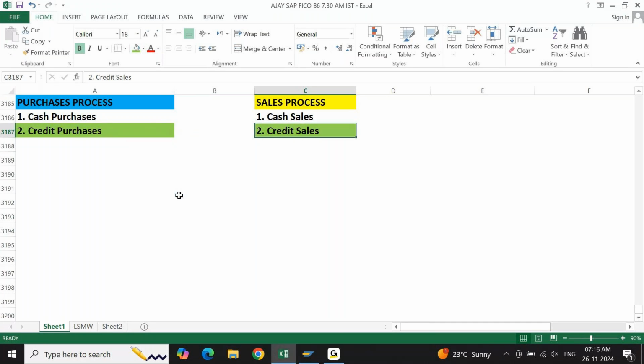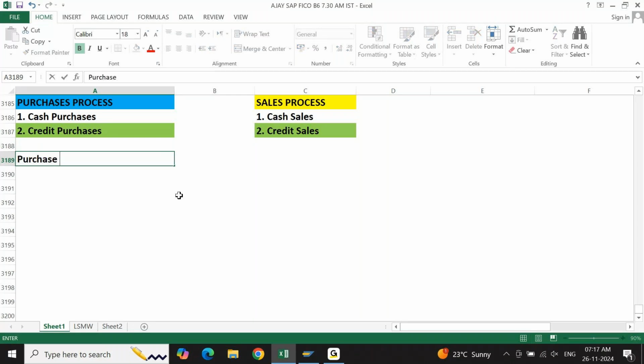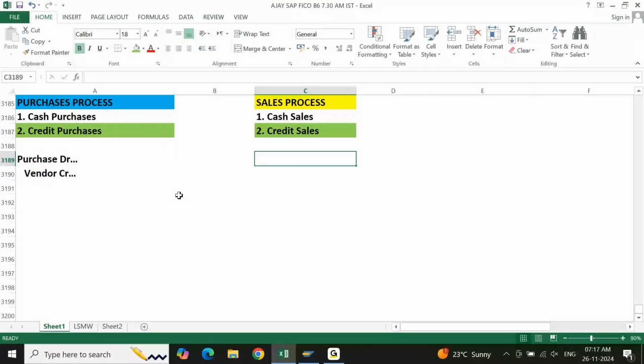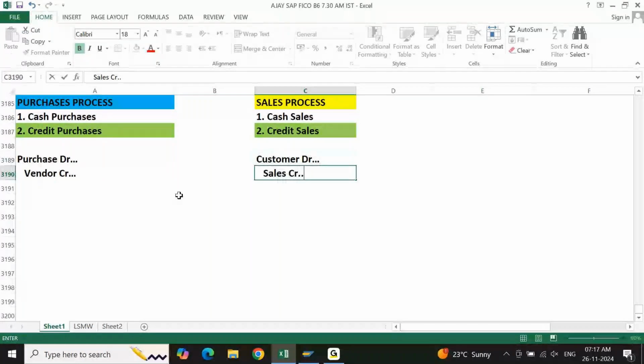Now, the basic accounting entry for purchases, the basic accounting entry for sales is what? Purchase means you will be writing purchase account debit. What account credit? Vendor account credit. For sales, what will be the accounting entry? Customer debit, sales credit. Is this accounting entry correct in both ways? Yes.